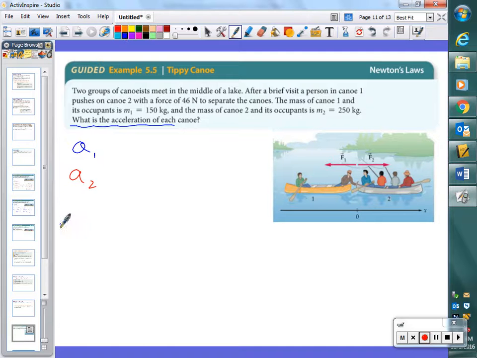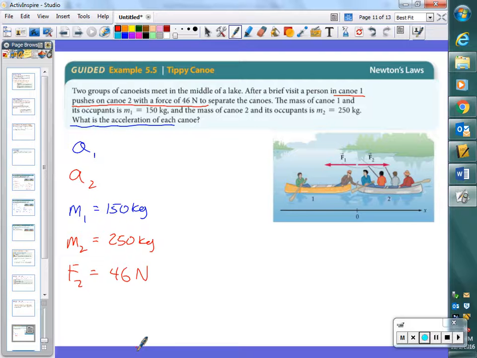It tells us that the mass of canoe 1 is 150 kilograms. The mass of canoe 2 is 250 kilograms. And then it says canoe 1 pushes on canoe 2 with a force of 46 newtons. So that means that canoe 2 feels a force of 46 newtons.